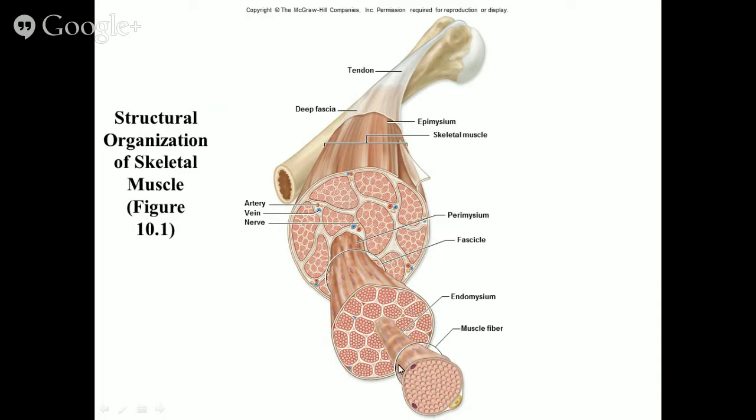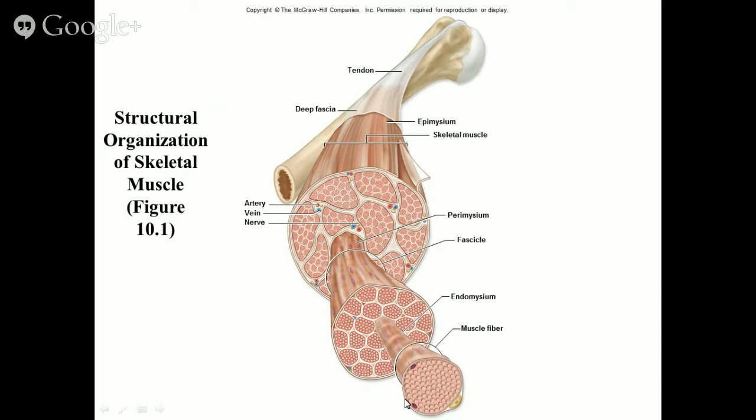Let's talk about it one more time. So the muscle fiber, if I can make the muscle fiber move, then ultimately I'm making the fascicle move. And when I make the bundles of fascicle move, I make the skeletal muscle move. And when I make the skeletal muscle move, I make the tendon move. And then that makes the bone move. And when the bones move, you move just like that.